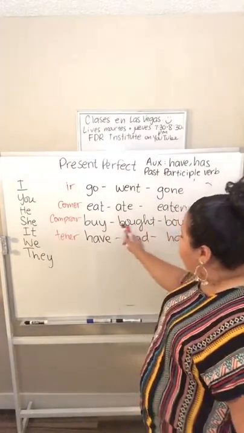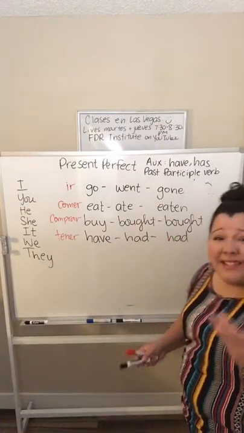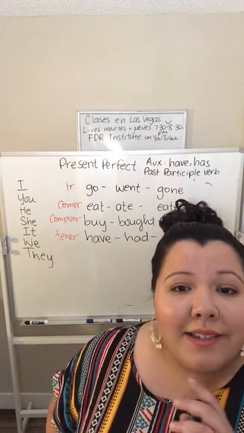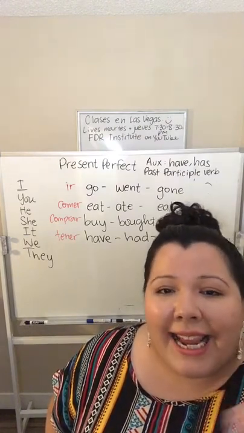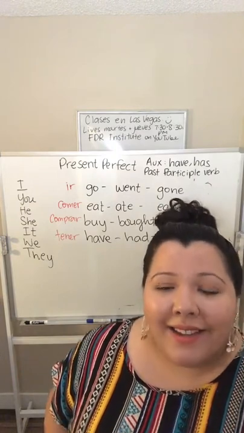Hay muchos verbos irregulares con esta terminación O-U-G-H-T. That's common with irregular verbs. Se pronuncia bought. So ignore la U, ignore la G, ignore la H. Solo O. Ought. Bought. So he comprado.